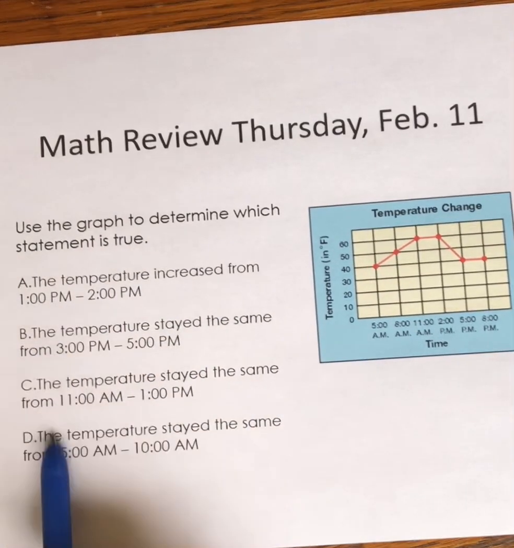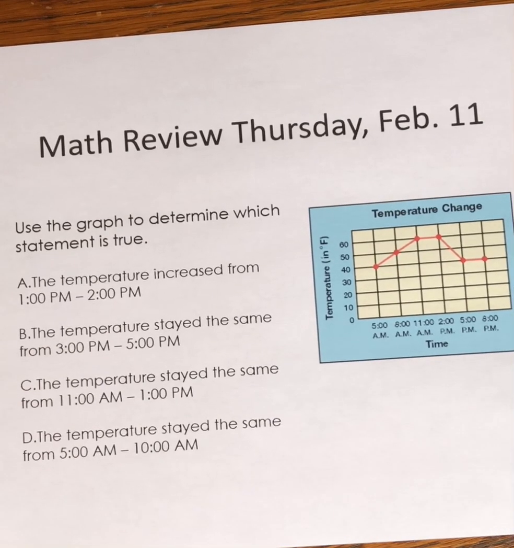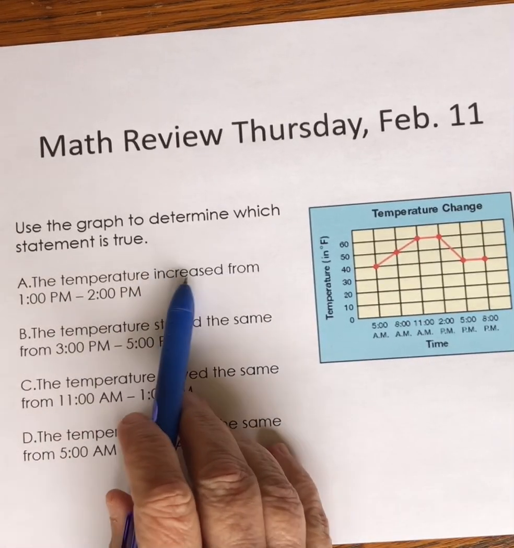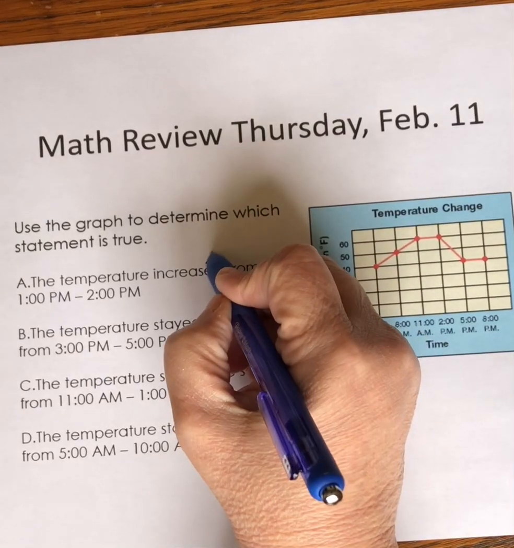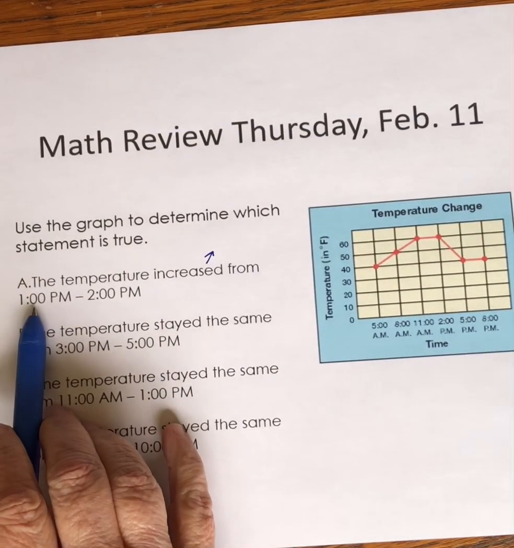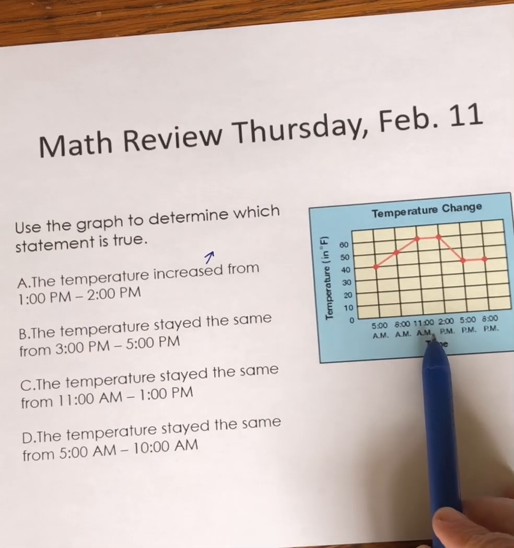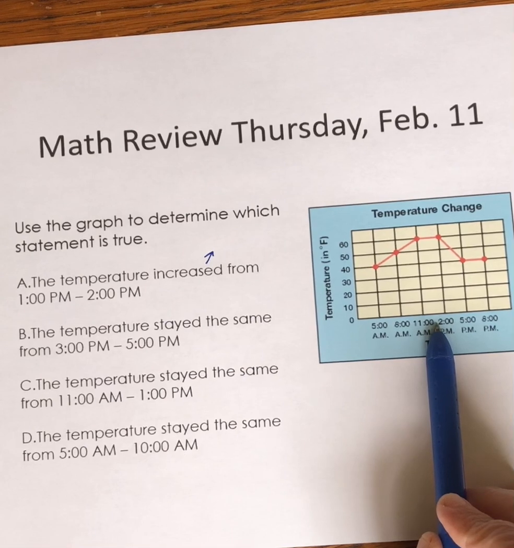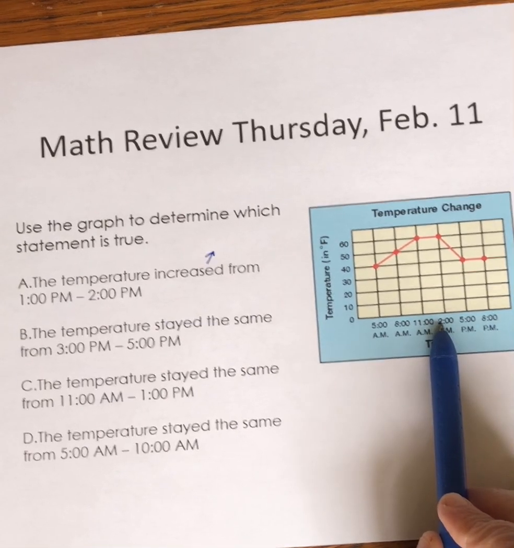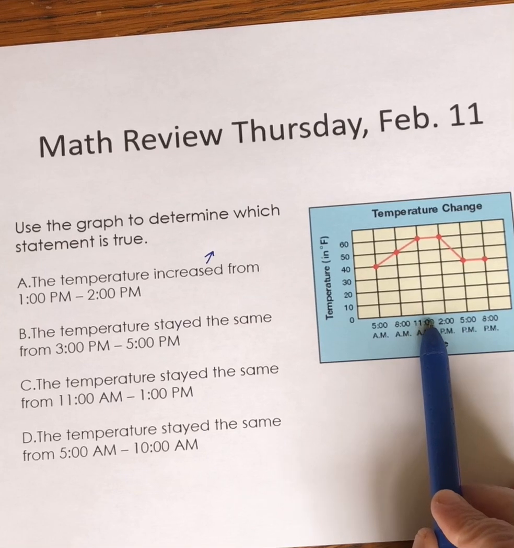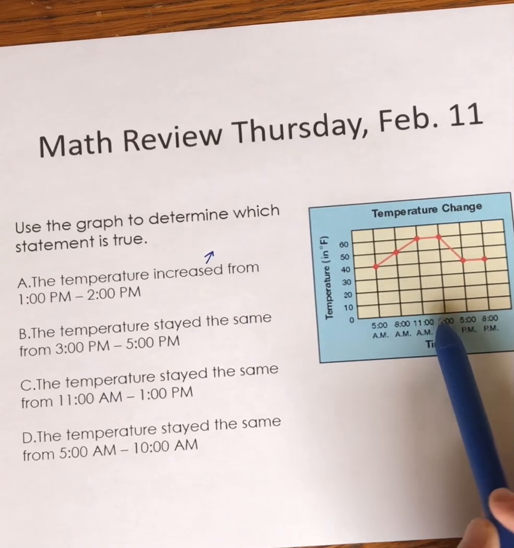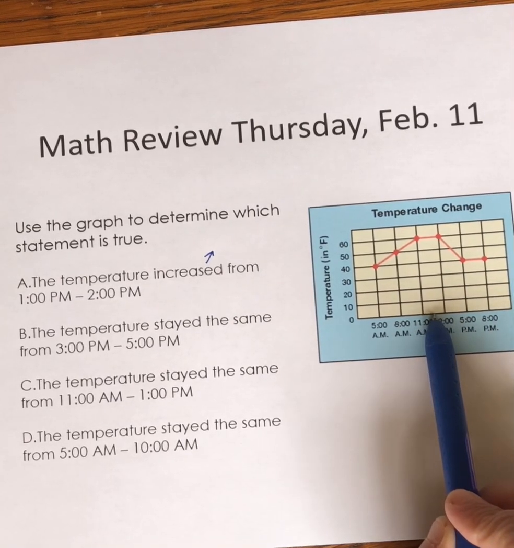So we're going to read each of these statements and look at the graph to see if it's a true or a false statement. The first one: the temperature increased, increase means go up, from 1 p.m. to 2 p.m. So I can't do this, Ms. McEvoy. There's no 1 p.m. on this graph. Do I know where 1 would be? If this is 11 a.m., then there'd be 12, then there'd be 1, and then there'd be 2. So 1 p.m. is going to be between these two sections.